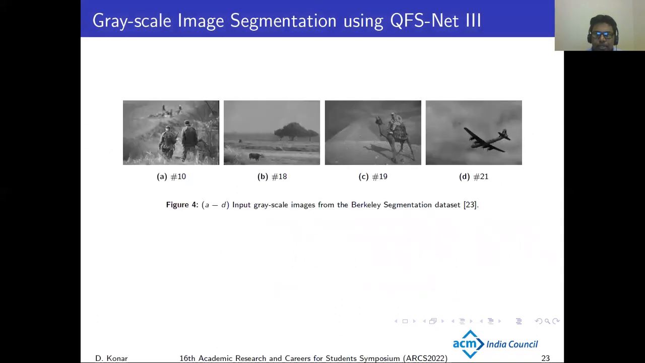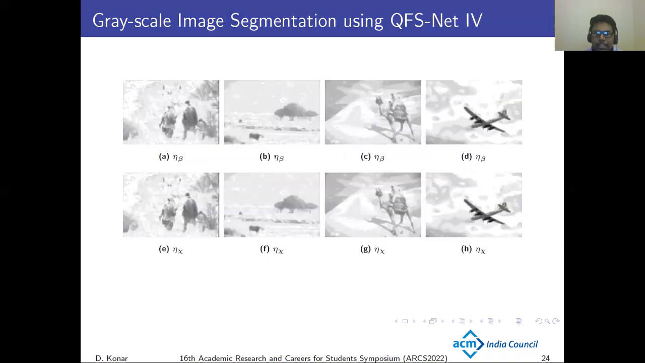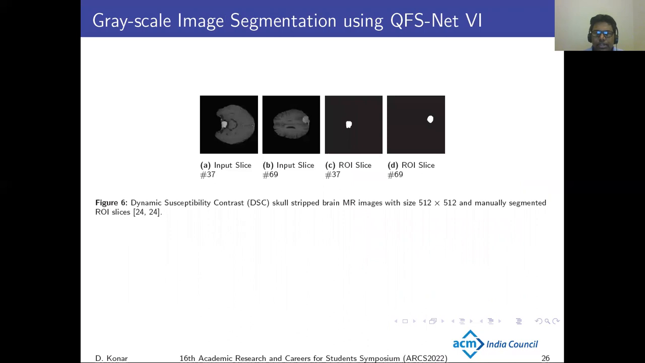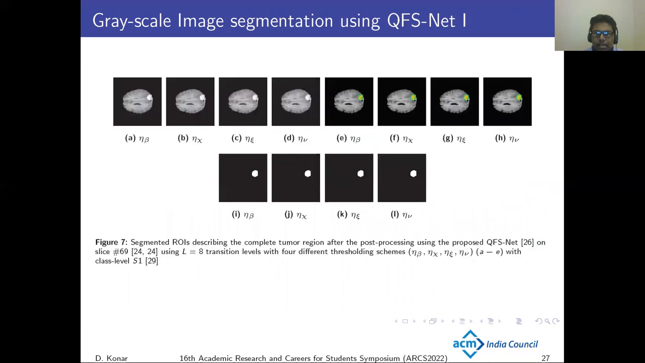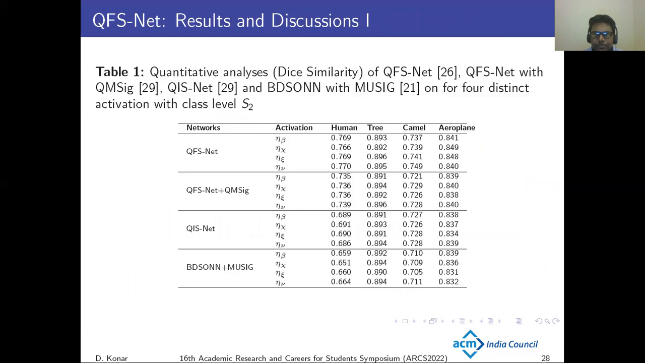So here we have considered benchmarking datasets like the Berkeley segmentation dataset, and you can see that we have segmented using our network architecture. We have also included in our experiment brain MRI images from the BRATS dataset as well as the Nature dataset. So this is the actual result on the Berkeley dataset, on human, tree, camel, and aeroplanes. We have reported dice similarity or dice coefficients for segmentation. So you can see that QFS net is outperforming the others.